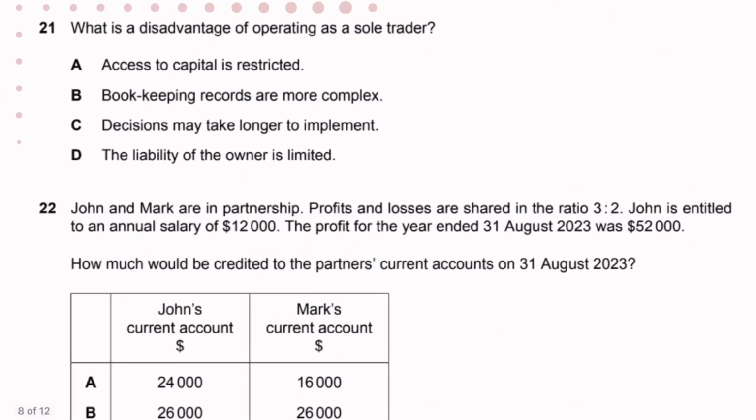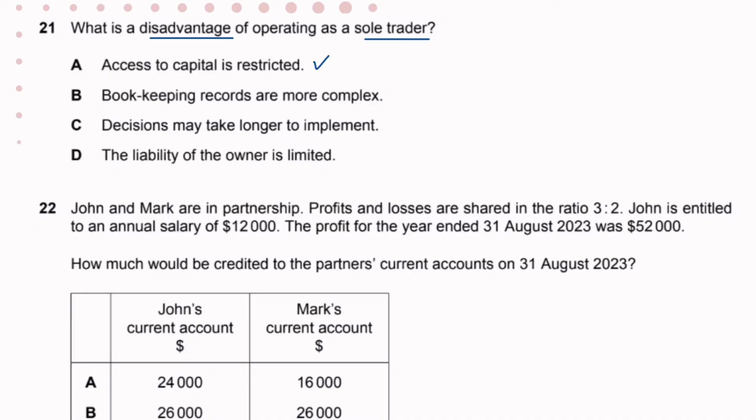Question 21. What is the disadvantage of operating as a sole trader? First, access to capital is restricted. Yes, correct, because you only have one owner, and the amount invested is very limited. Whereas in partnerships or limited companies, they have multiple owners, and there are shareholders, so they can issue shares to raise more capital. So a sole trader is more limited in terms of capital.